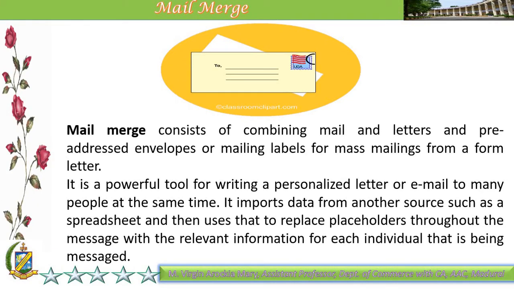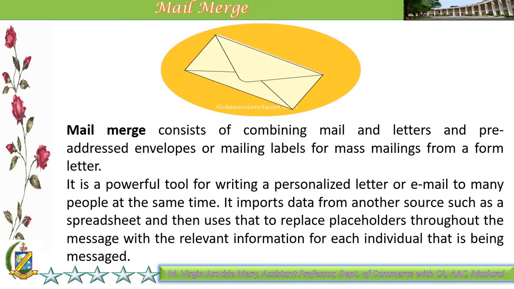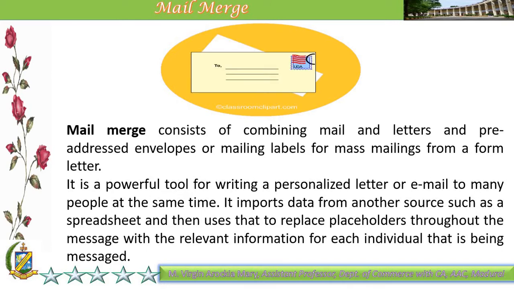Mail merge consists of combining mail and letters and pre-addressed envelopes or mailing labels for mass mailing from a form letter. It is a powerful tool for writing a personalized letter or email to many people at the same time. It imports data from another source such as a spreadsheet and then uses that to replace placeholders throughout the message with the relevant information for each individual that is being used.